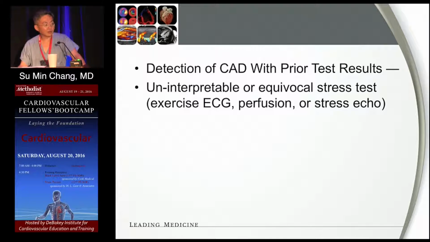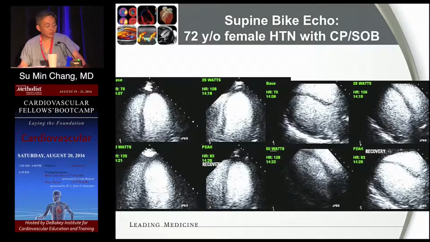The first one is probably the most common scenario, and it's not going to get approved, but this one is very important. If you have an exercise treadmill, perfusion, or stress echo that is equivocal, they'll approve this test.